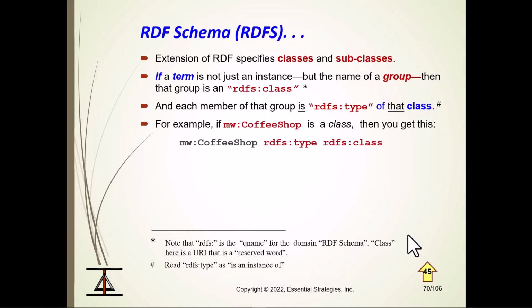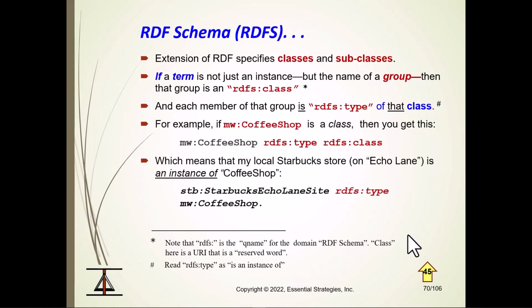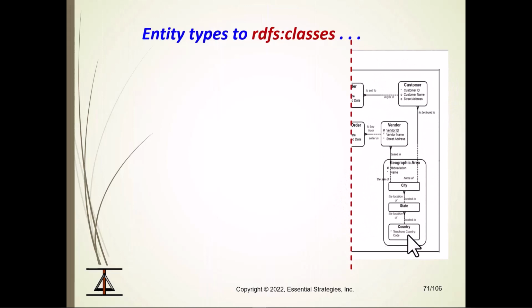For example, if coffee shop is a class, then you get coffee shop RDFS type RDFS class, which means that my local Starbucks store on Echo Lane is an instance of coffee shop. That is, the Starbucks Echo Lane site, RDFS type, is an example of a coffee shop. So, entity types to RDFS classes.